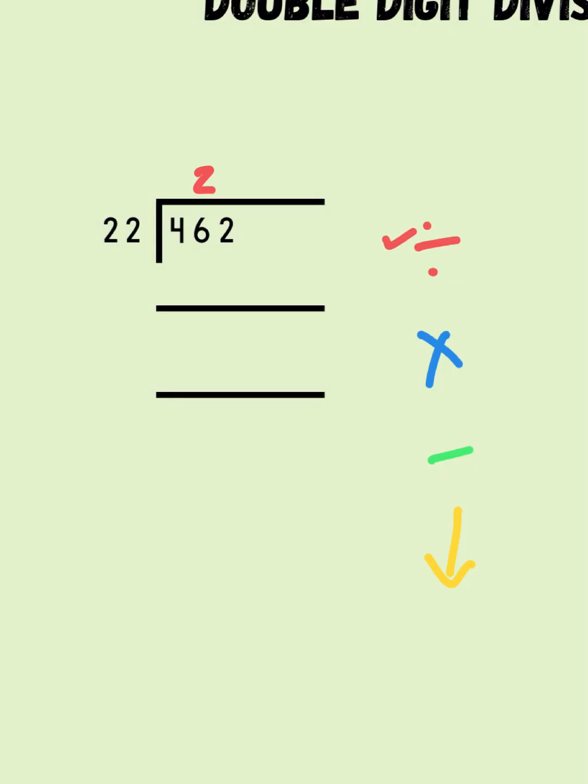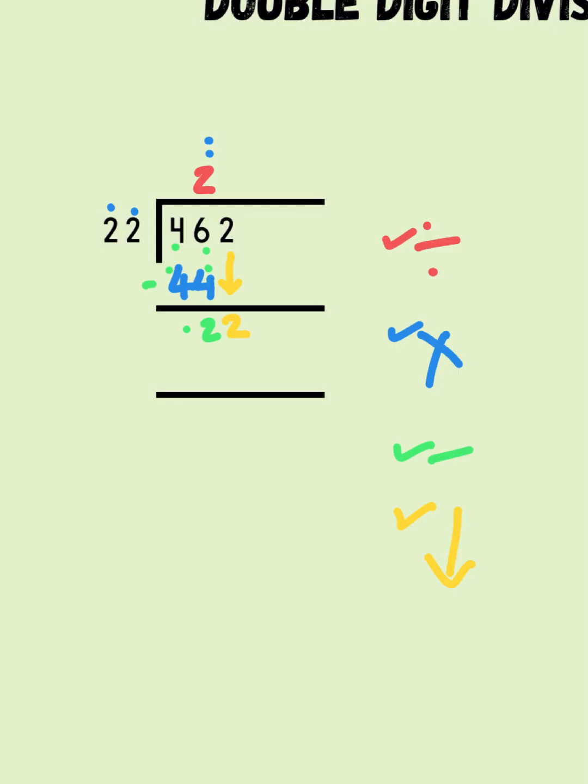Now we're going on to our times step. We're going to times 2 times 2 is 4. And 2 times 2 is 4. Okay, that's our times step done. Now our minus step. 6 minus 4 is 2. And 4 minus 4 is nothing. Minus step is done. Now we're going to bring down the number that's still left there. That's a 2. Right, so we've done our bring down step.